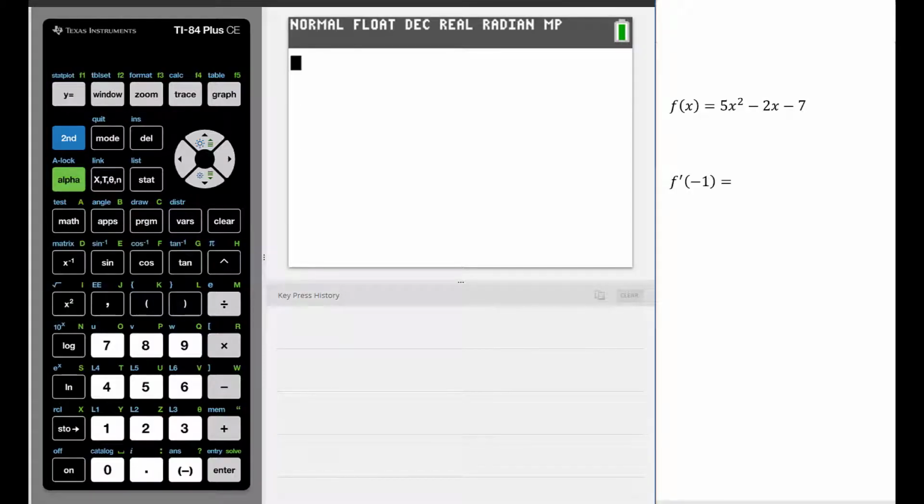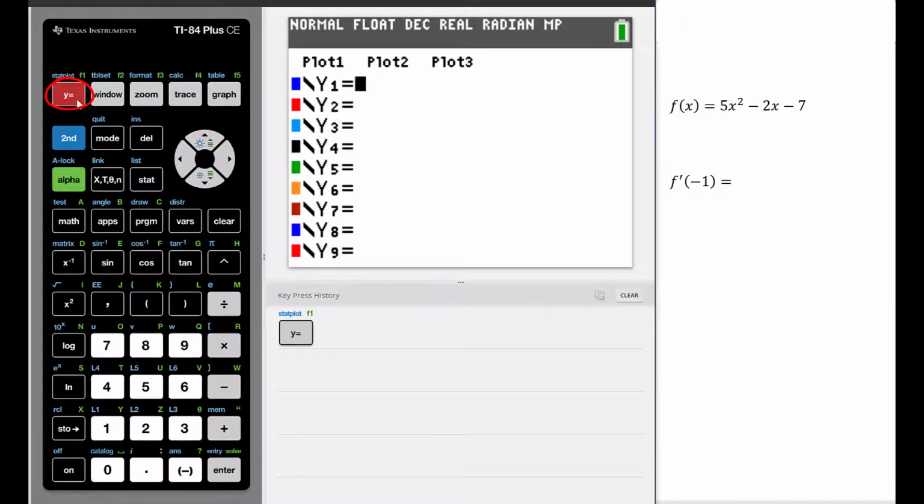In this video, we will be finding numerical derivatives on the TI-84 Plus CE graphing calculator. So we will be finding the derivative of a function at a specified point. The function that we will be using is the one you see on the right-hand side of the screen: f of x equals 5x squared minus 2x minus 7. And we will be finding the derivative of this function at x equal to -1.